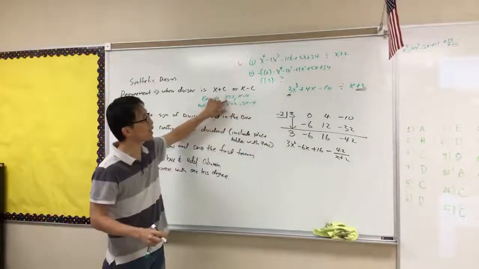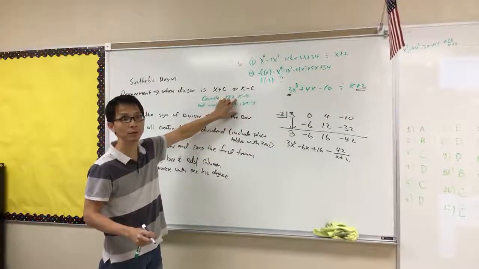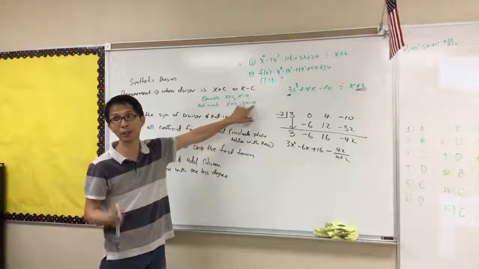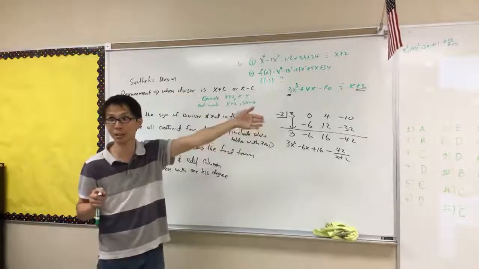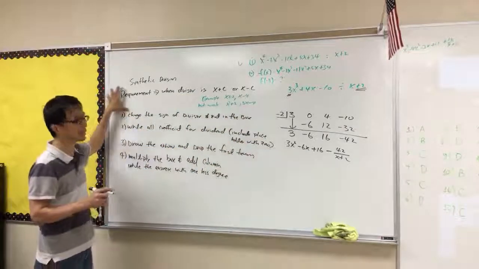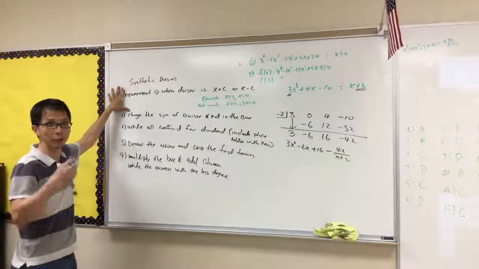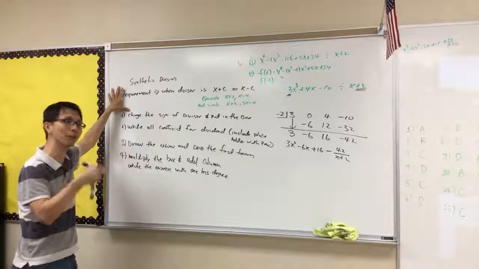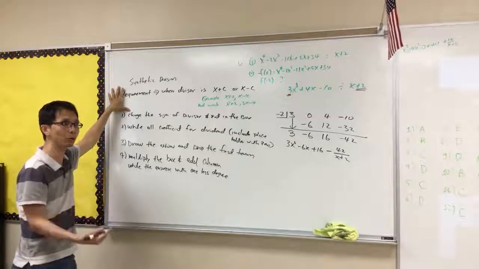So the requirement has to be x plus 2 or x minus 2. You cannot have 3x minus 4. You cannot divide like that. That has to use long division. So you know when to use it and when not to use it. That's more important than anything else, because I'm pretty sure you will all figure out how to do long division and synthetic division, but you don't know when to use what. That's more crucial than anything.